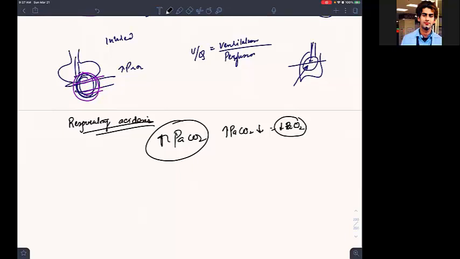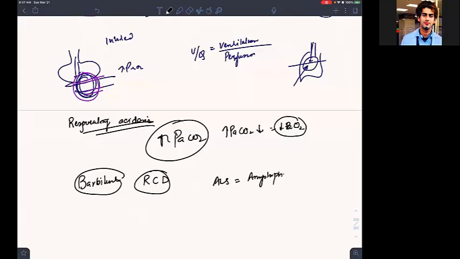So what can cause a respiratory acidosis? For example, I am on a barbiturate therapy. You know from pharmacology that barbiturates cause respiratory center depression. Or someone is having a neurologic disease, for example, ALS. What is ALS? ALS is amyotrophic lateral sclerosis.